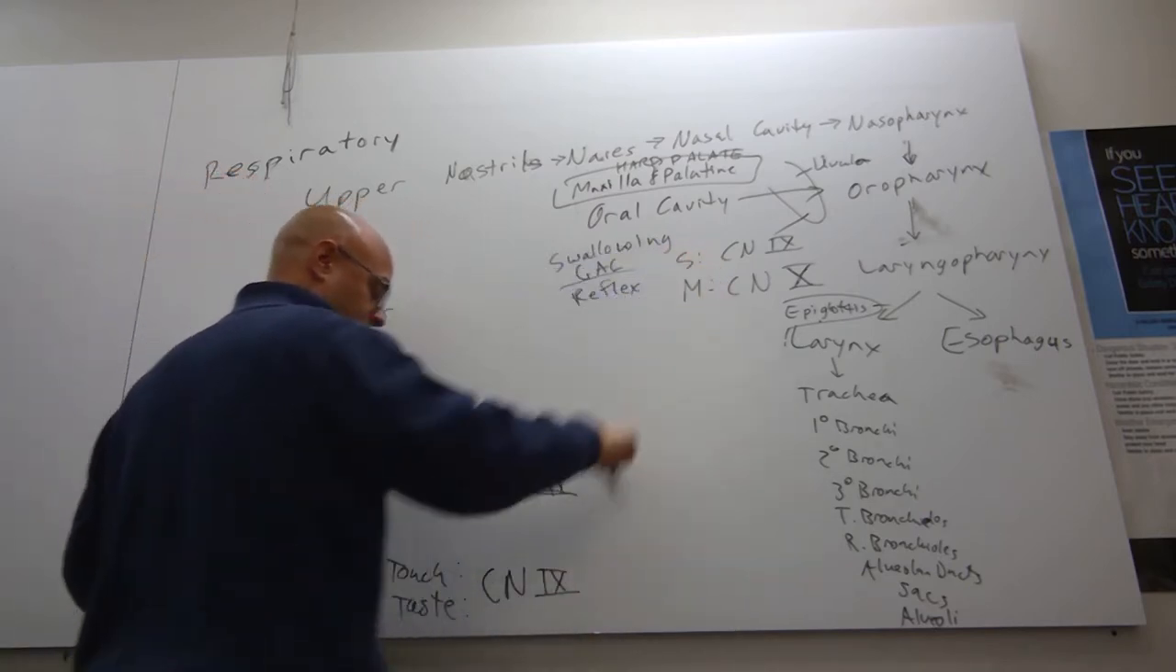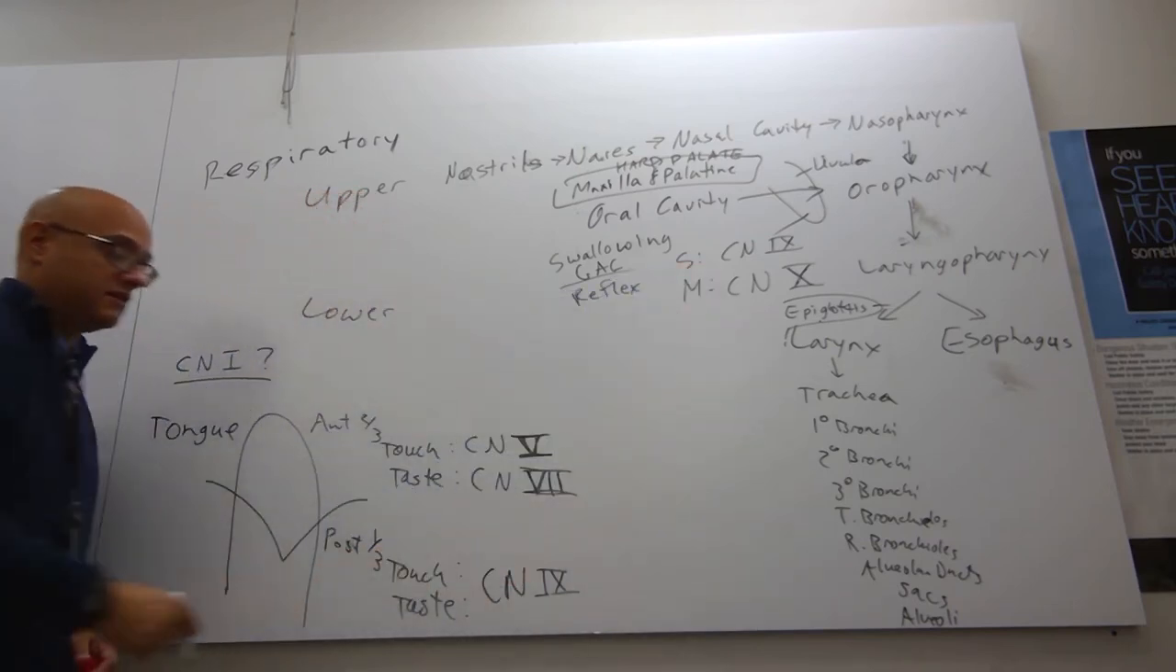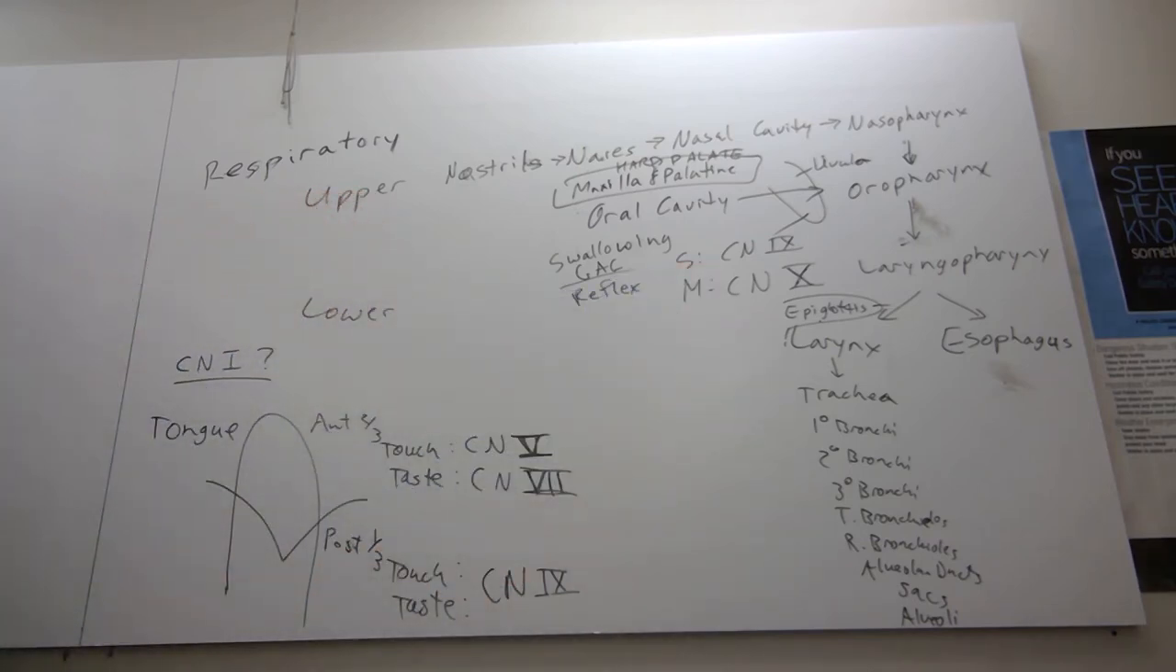Everybody see that? So when you go to chew, which cranial nerves are you using? 5. Why? Muscles of mastication. What are the muscles of mastication?